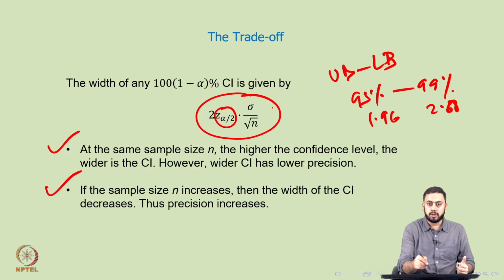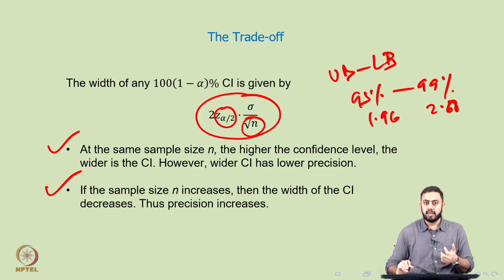So again, from the same formula I can see easily that if I go on increasing my n here, where exactly is n in the formula? N is in the denominator. So if I increase n, which is there in the denominator, then the width of the CI decreases. Thus, accuracy or precision increases.